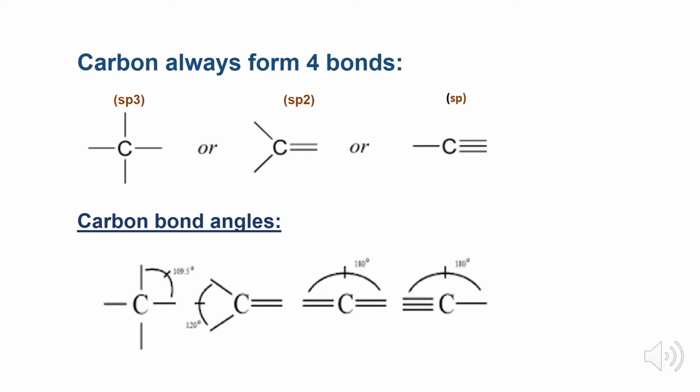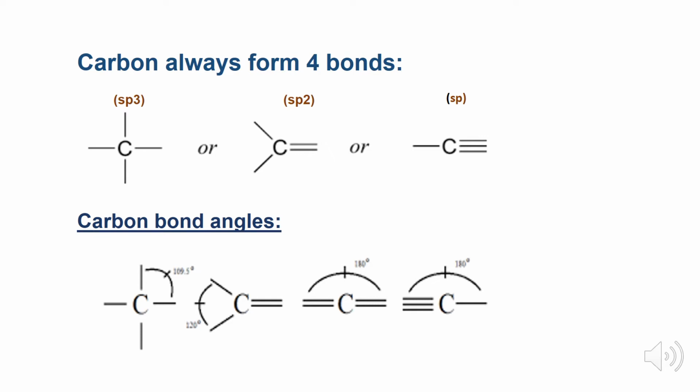Or when the carbon makes 3 single bonds, or in other words, when the carbon makes one double bond, in this case the type of hybridization must be sp2 hybridization. While when the carbon makes 2 single bonds, or in other words, when the carbon makes one triple bond, in this case the type of hybridization is sp hybridization.